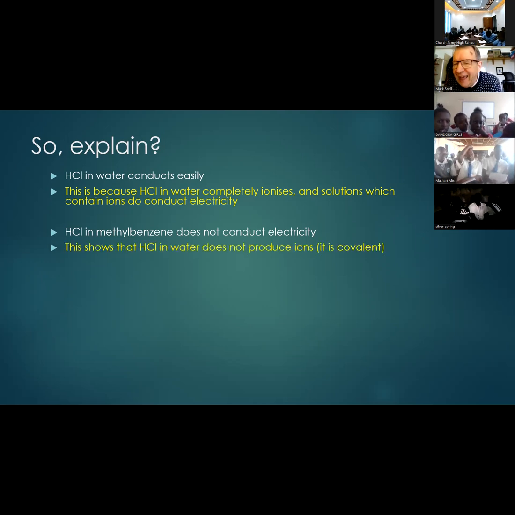It does not produce any ions. In other words, we're used to HCl being H plus Cl minus, but it's not. HCl is a covalent molecule unless there is water present or some other aqueous solution. So HCl in methylbenzene, sorry, it says in water, my error. I wrote water there. I meant methylbenzene, obviously. This shows that HCl in methylbenzene does not produce any ions. Unlike in water, it doesn't produce any. In the non-polar solvent of methylbenzene, it is covalent.